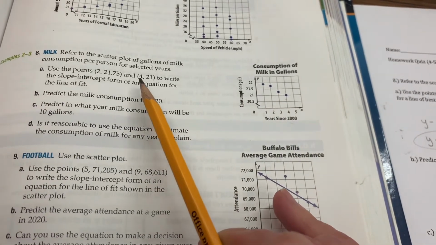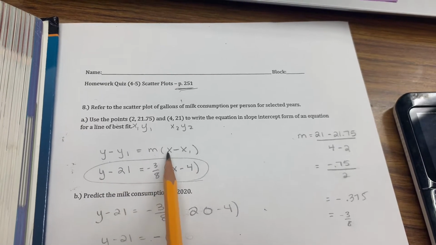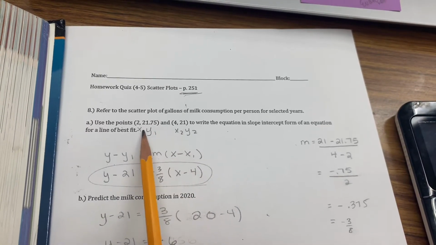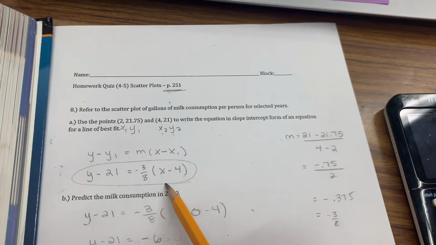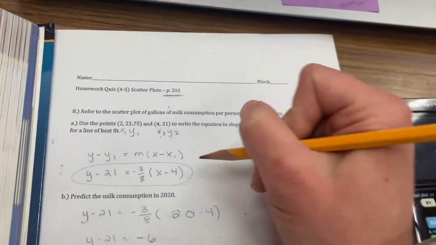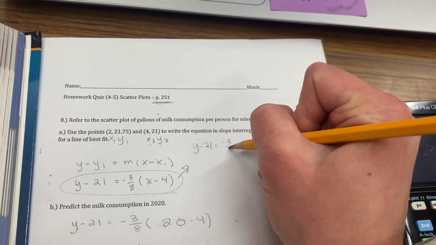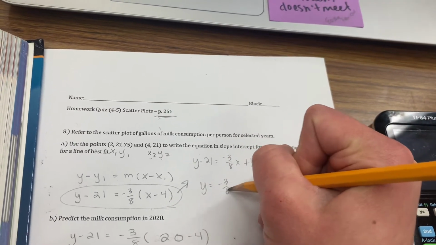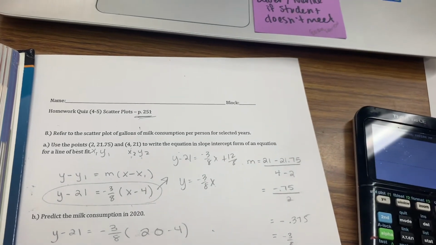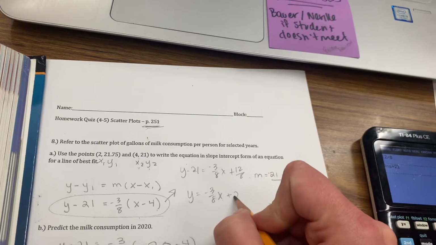They wanted you to write the equation in slope-intercept form for part A. So I use point slope form: y minus y1 equals m times x minus x1. I don't care if you use this x and y or this x and y, but pick one. I'm going to use the 4 and the 21. I just left it in point slope form for further use. It wanted you to put it in slope intercept form, so you would just distribute, and then you would add 21. Point slope form actually works better, but they asked for this, so that's what you're going to leave it as.